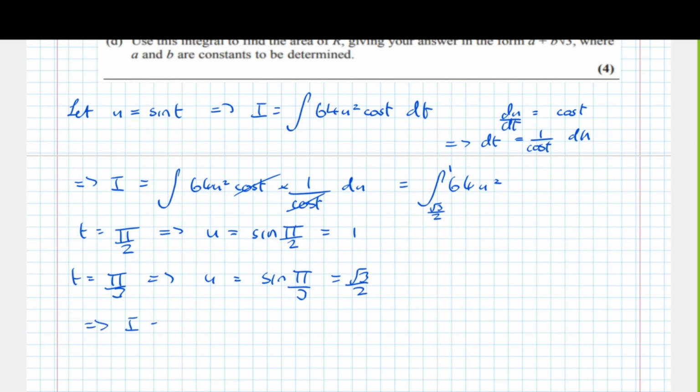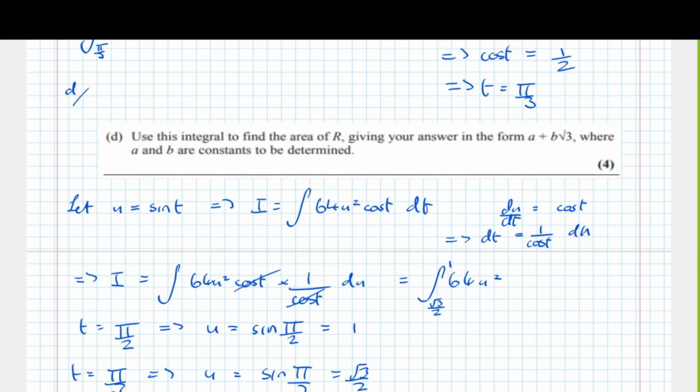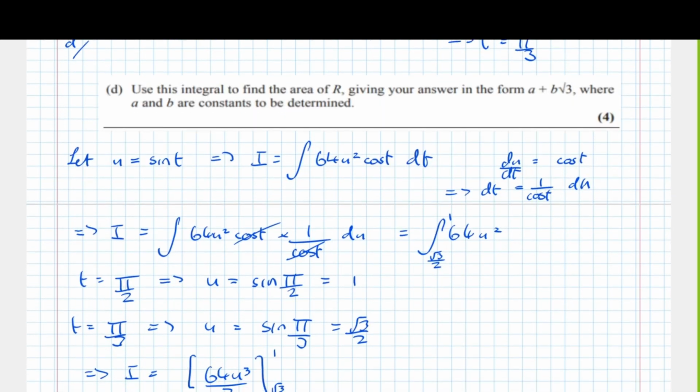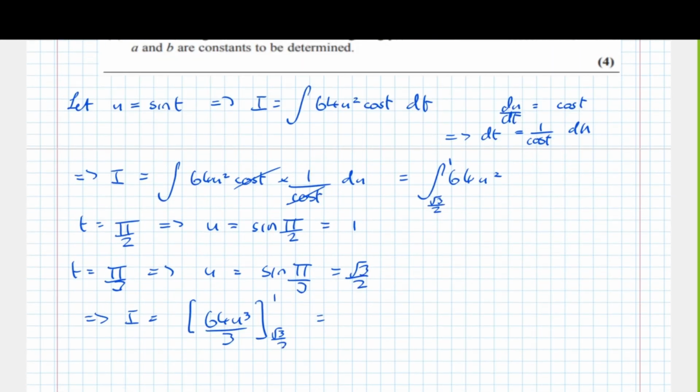Which means that I equals 64u cubed over 3 between 1 and root 3 over 2. Let's just double check that I've got those limits the right way around. Yeah, pi over 3 was the lower limit. Equals 64 thirds of 1 cubed take 64 thirds of root 3 over 2 cubed.